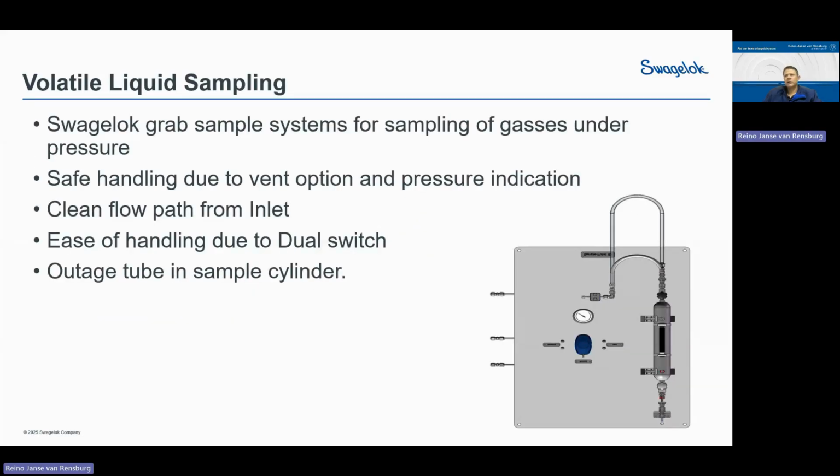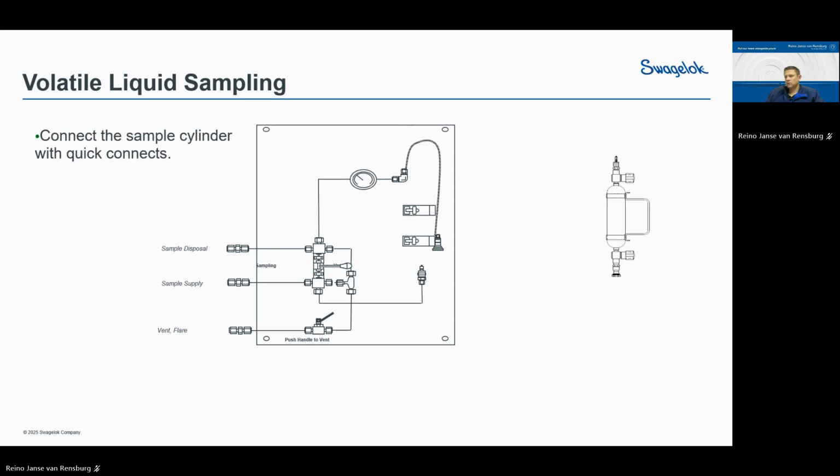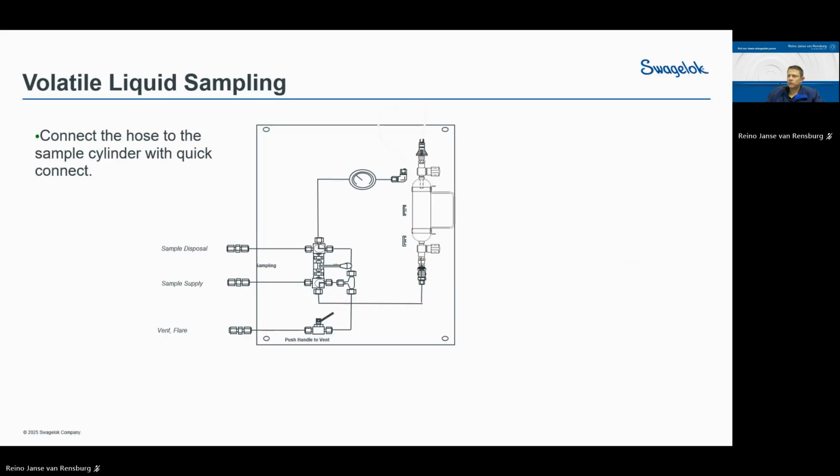Okay, so next up is volatile liquid sampling. So this is where we make sure we have an outage tube. So now we will basically fill the cylinder from the bottom up, where we had the gas filling from the top down. So again, open up our system, add our cylinder into the panel.